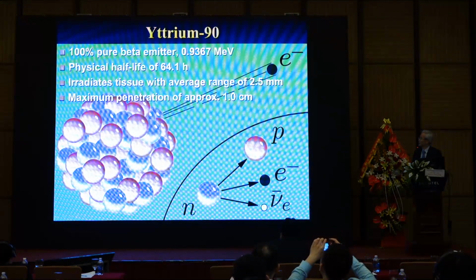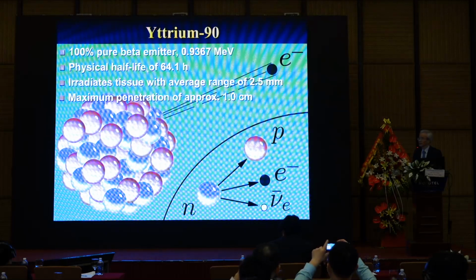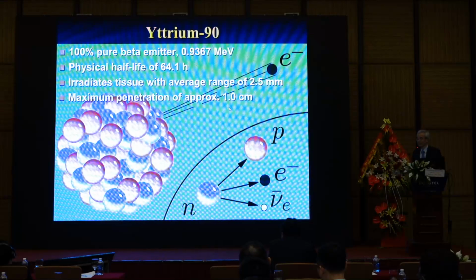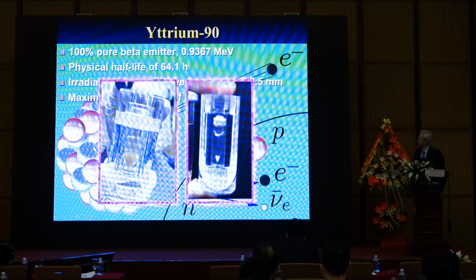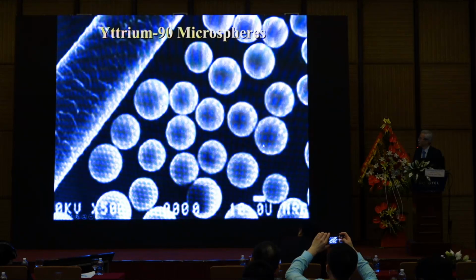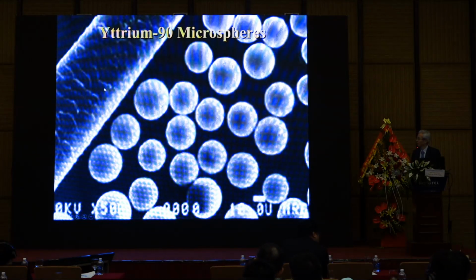And basically, Y90 is a 100% pure beta emitter. The physical half-life is 64 hours, and the maximum penetration depth is about 1 cm, so it is quite safe to the patient. If you compare SIR-Sphere and TheraSphere, now you can easily see the difference in the amount of particles. The size is about 35 micron. This is a hair size.